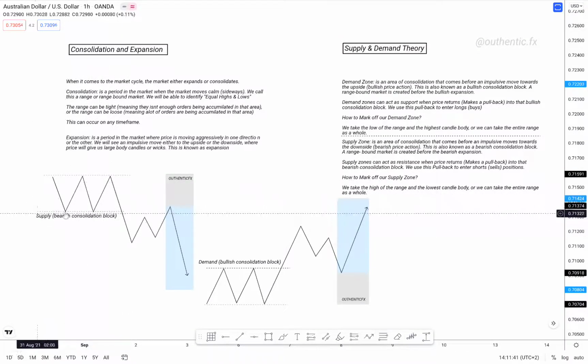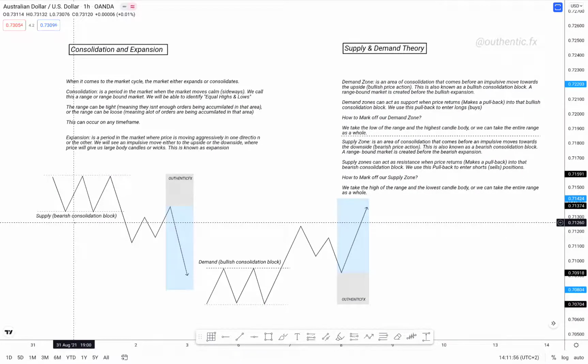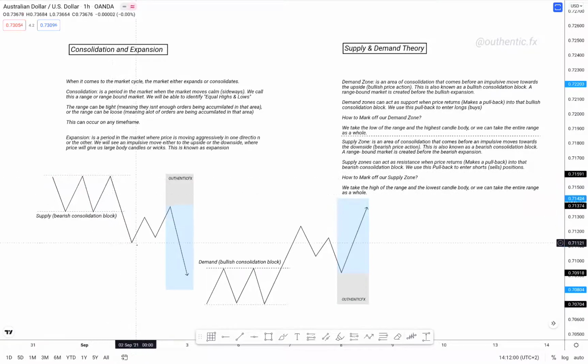And then from there, this is also known as bearish price action. Once this consolidation block is formed, we then need to know that we have broken structure. So this becomes our supply zone, or bearish consolidation block, guys. A range bound market is created before a bearish expansion. Remember that. I will show you an example in a few.